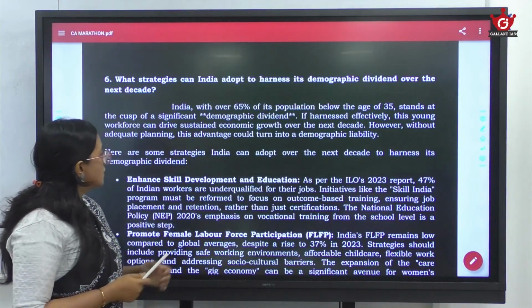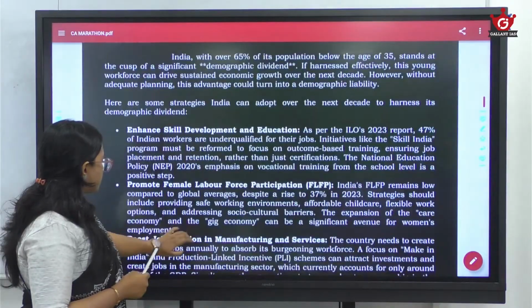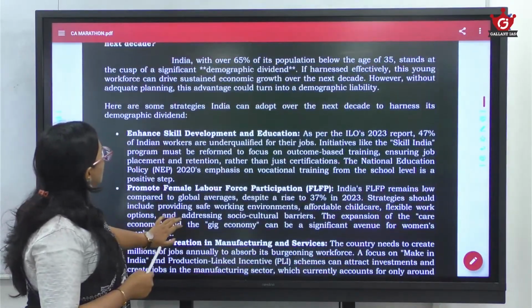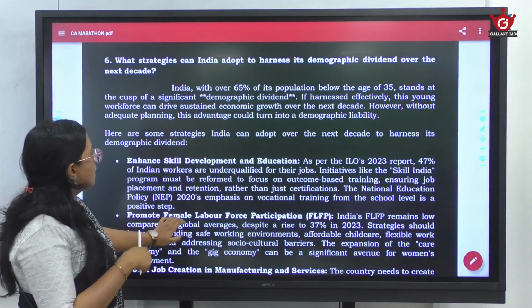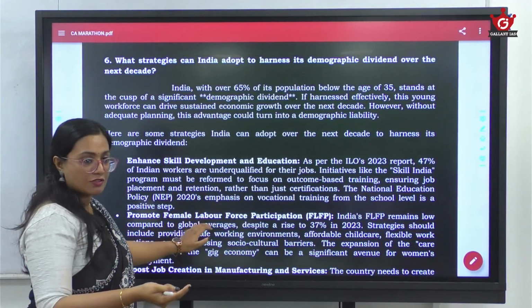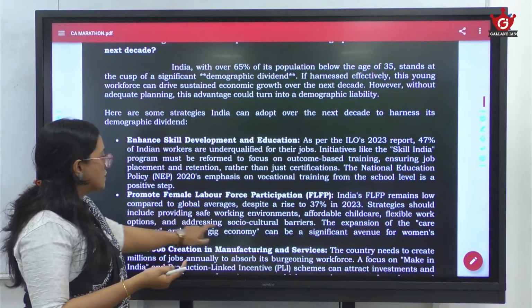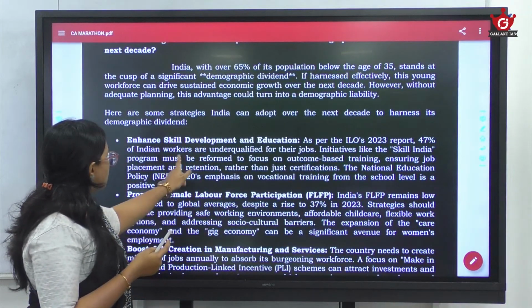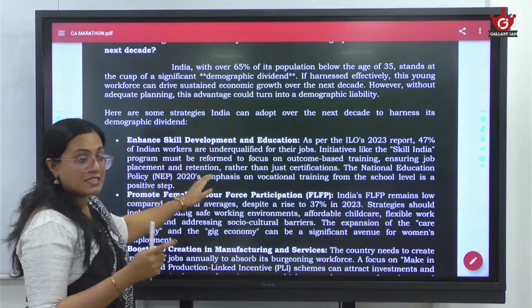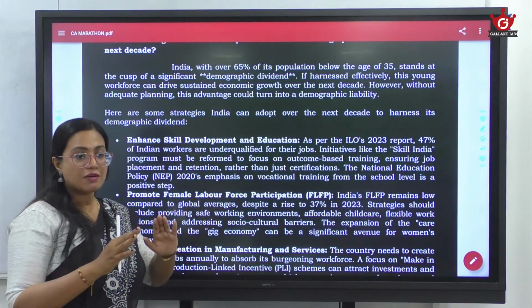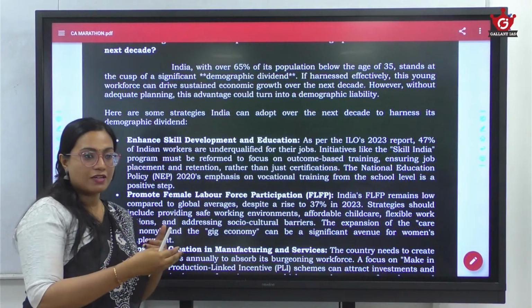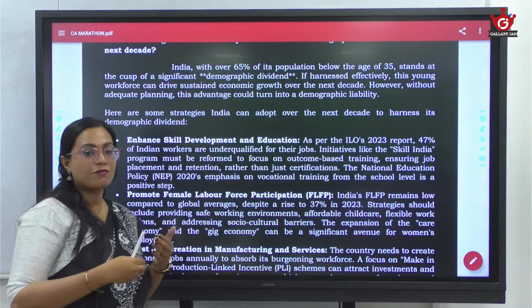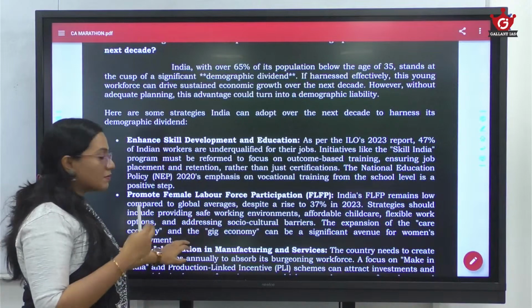Here as well, what percentage of the population is below the age of 35, how it is contributing to the demographic dividend, all this is written. And enhanced skill development. What are the strategies that India, so it's basically asking about what? The way forward. It's a kind of way forward, right? So you don't really have to write "way forward" in such types of answers. It's just the body part.